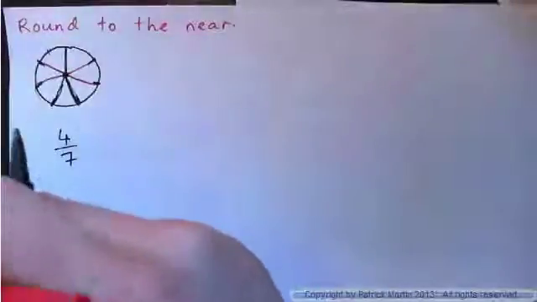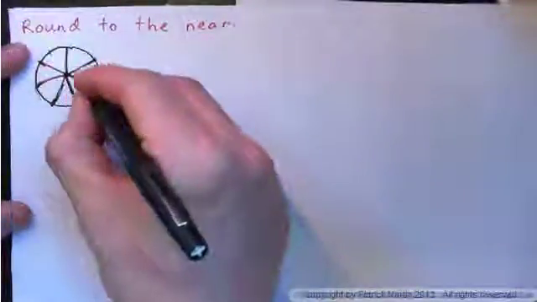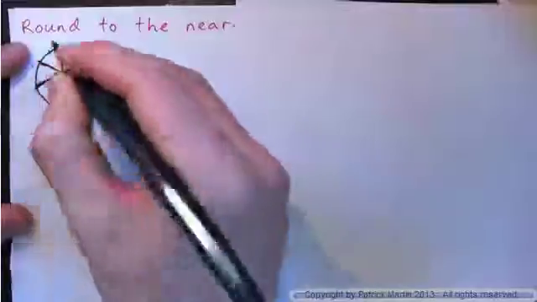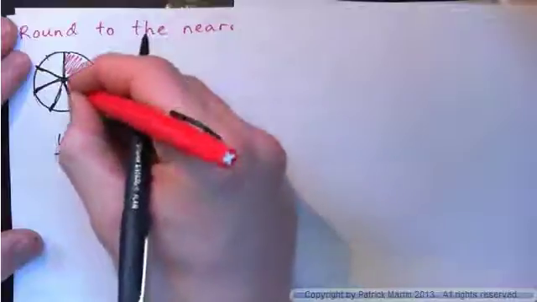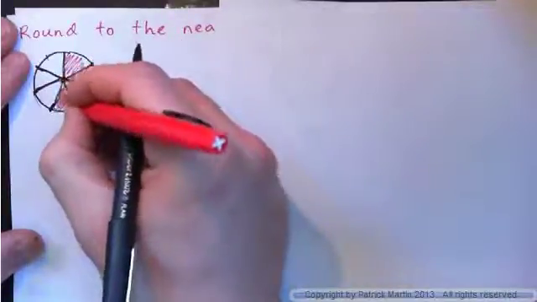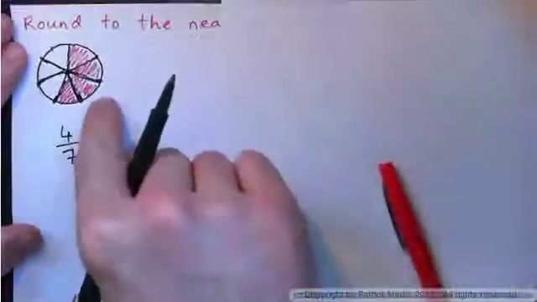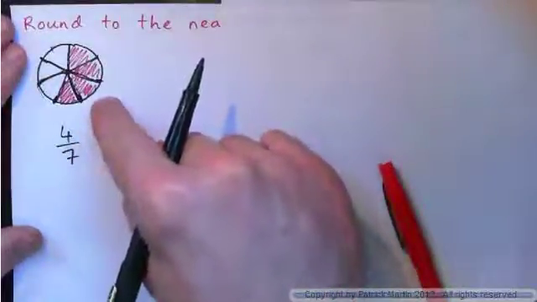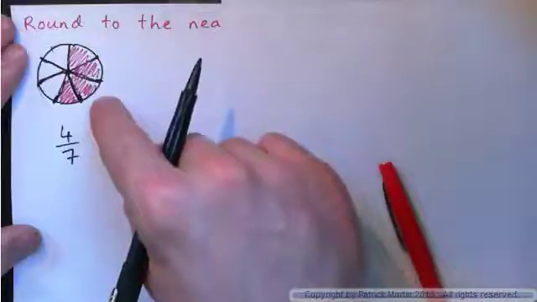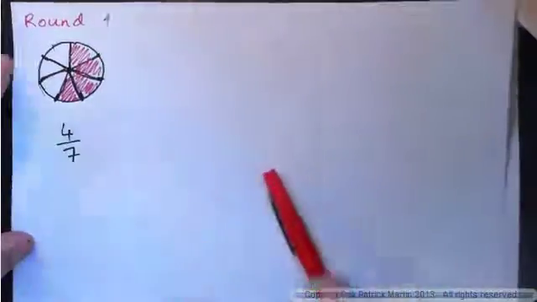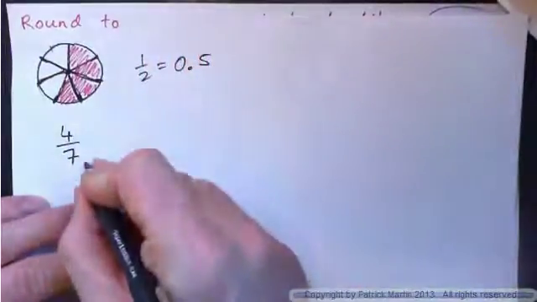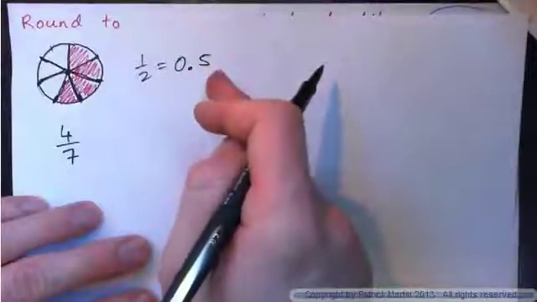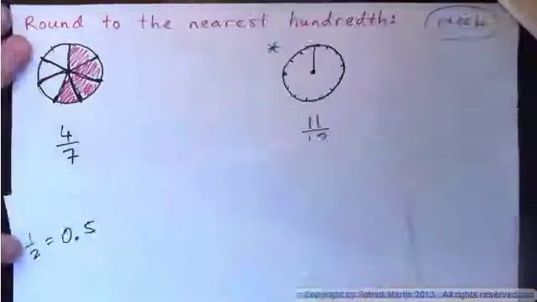Okay, so we're going to shade 4/7. What does it look like when you shade in 4/7? Okay, so you've got 1, 2, 3, 4. I guess the point I'm trying to make is, is 4/7 more than 1/2 or less than 1/2? More than a half, isn't it? And I hope you remember that 1/2 is 0.5. So the decimal of this should be a little bit more than 0.5, wouldn't you say? Right, okay. So go ahead and do it.